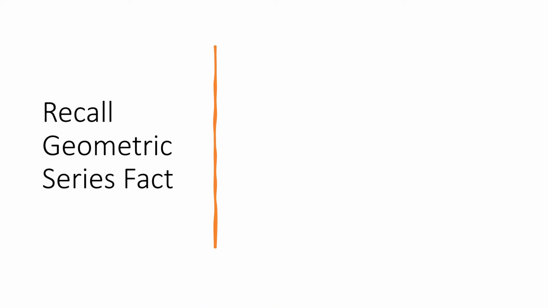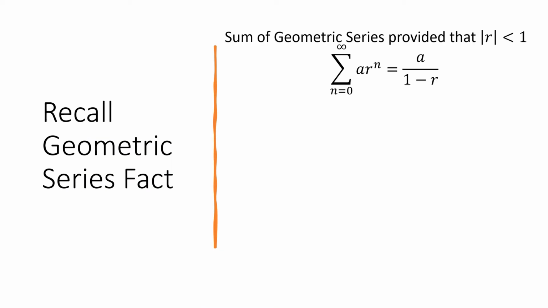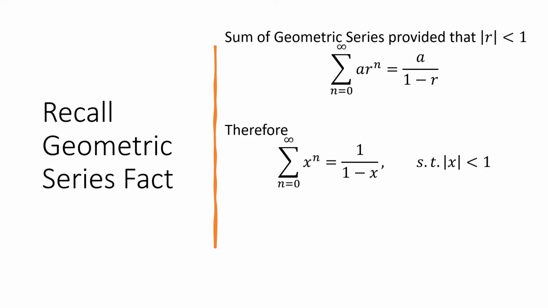All right, so let's do a little recall of our geometric series. We know that if we're given a geometric series, the sum of a times r to the n, it equals a over 1 minus r, provided that the absolute value of r is less than 1. So if this is true, and we let a equal 1 and r equal x, then the same fact holds true. The sum as n goes from 0 to infinity of x to the n would be equal to 1 over 1 minus x, provided that the absolute value of x is less than 1, just like it was true for the absolute value of r being less than 1.